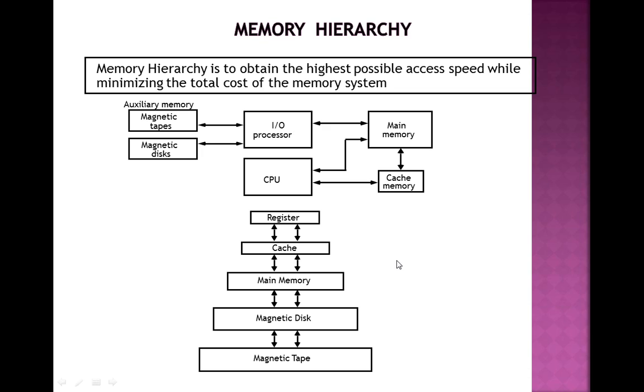This is the input-output processor that interacts with the auxiliary memory and the main memory. This is the CPU. This is also the CPU that interacts with the cache memory. Then this is the hierarchy that is represented: registers, then cache memory, main memory, secondary memory. Secondary memory, or auxiliary memory, includes two parts, that is magnetic disk and magnetic tape. So this is registers, cache, main memory, secondary memory.